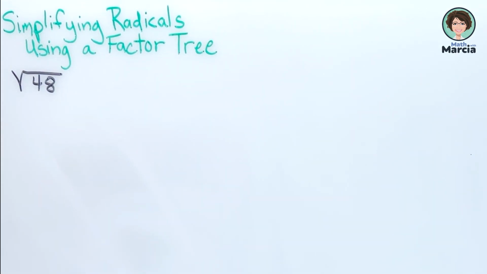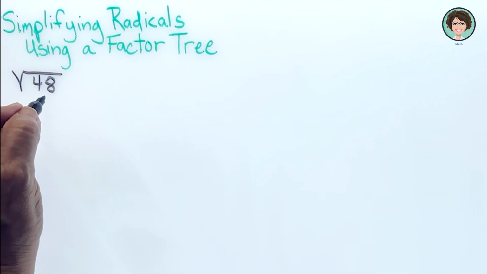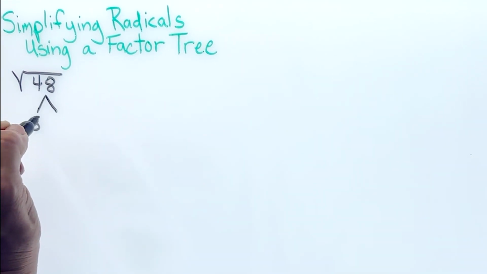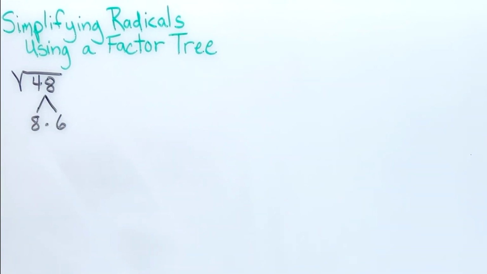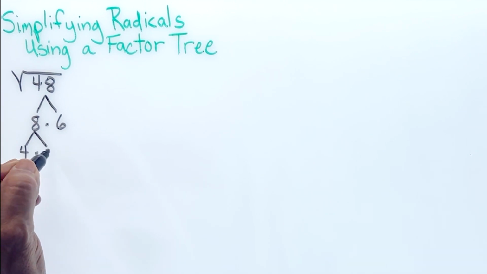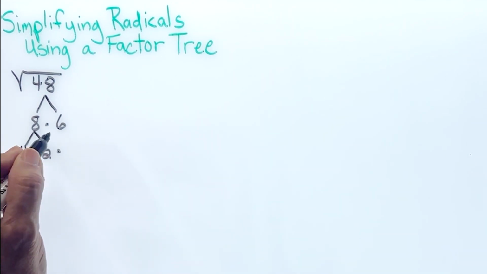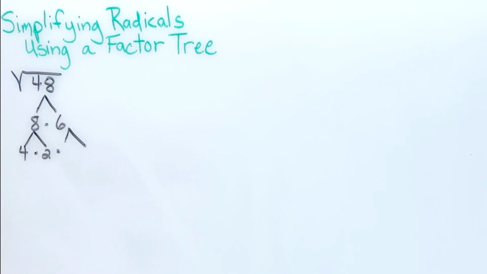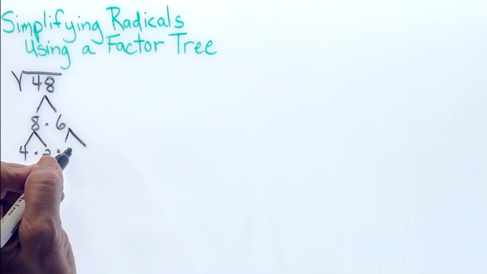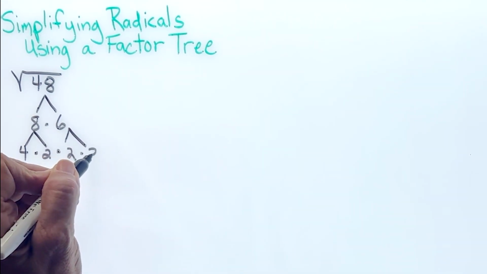Knowing my times tables, I know that I can have 8 times 6. If you remember with factor trees, you need to make sure that your last line are all prime numbers. So for 8, I have 4 times 2. Here's my times sign. I'm bringing it down. And I can break 6 into 2 times 3.